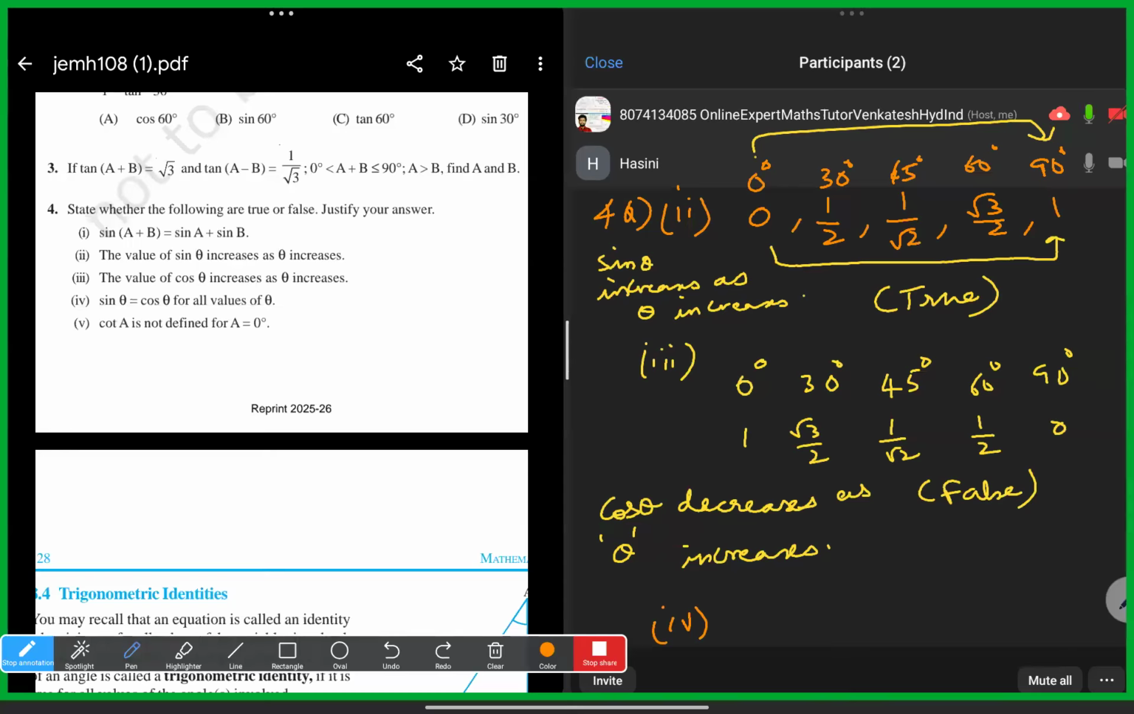Fourth one, Hasni. Sin theta is equal to cos theta for all values of theta. So clearly we can observe, Hasni, I wrote the sin and cos on the screen, no? For all the values of theta, are sin and cos values equal? Sin 0 and cos 0, are they matching, Hasni?